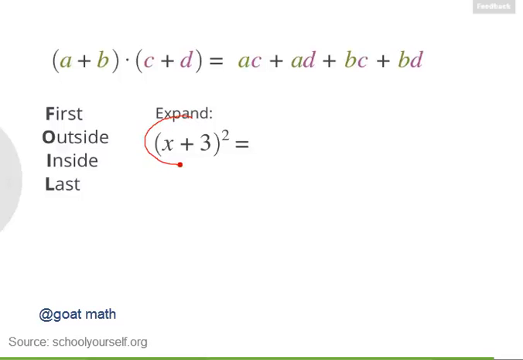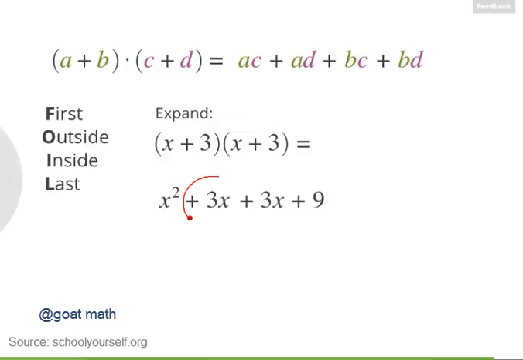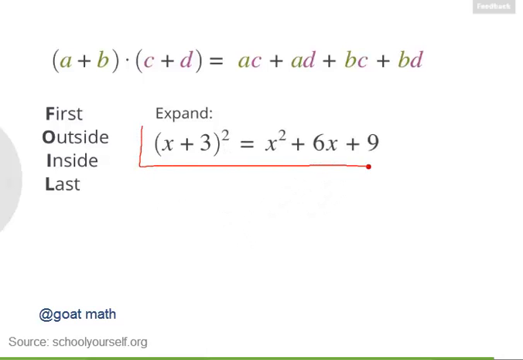Very well done! X plus 3 squared is the same thing as x plus 3 times x plus 3. Multiplying the first terms gives you x squared, the outside terms gives you 3x, the inside terms gives you another 3x, and the last terms gives you 9. Adding 3x and then another 3x is the same as adding 6x. So that's the answer. X plus 3 squared equals x squared plus 6x plus 9. Plug in any value for x, and these two expressions will always give you the same result.